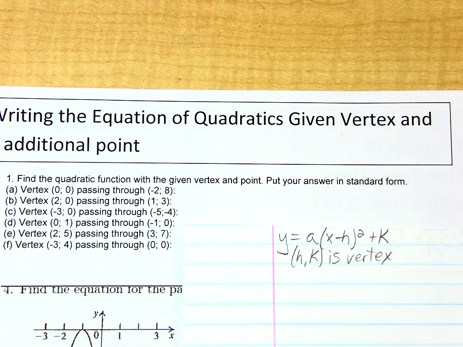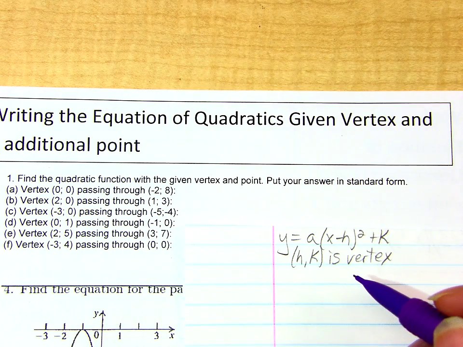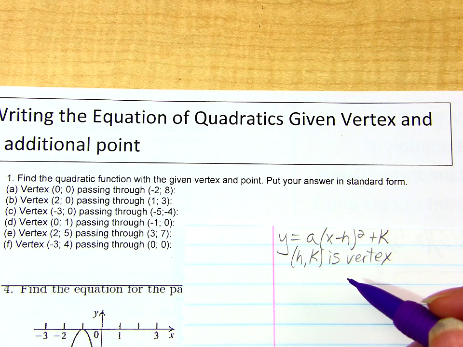I plug that in for h and k, and then they have to give me an additional point for the same reasons, right? Because if you think about it, can't you envision an infinite number of parabolas that have a given vertex? If I told all of you, draw me a parabola that has a vertex at 1, 1, I would get 20 different graphs, right? Because there's so many of them. So that's why I have to give you one additional point to narrow it down to the exact one that I'm talking about.